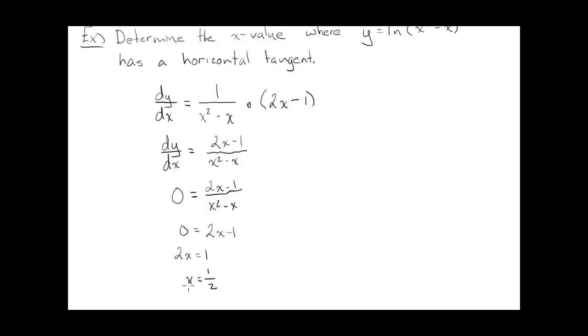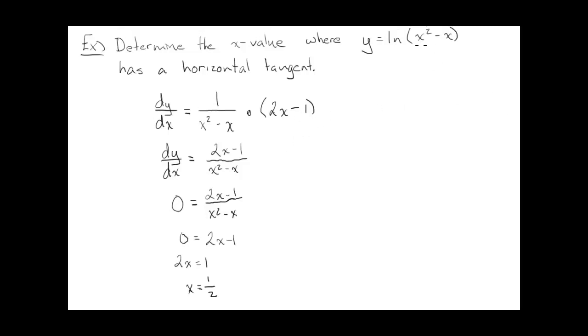But remember, we need to take into account the domain. And the domain is that whatever is inside the logarithm must be a positive number. Now sometimes people look at this and say, well, x equals a half, that's a positive number. But it's not necessarily that x must be positive. It's whatever's inside the logarithmic function that must be positive. So in this case, x squared minus x must be positive. So when does that happen? Well, that's a quadratic inequality.